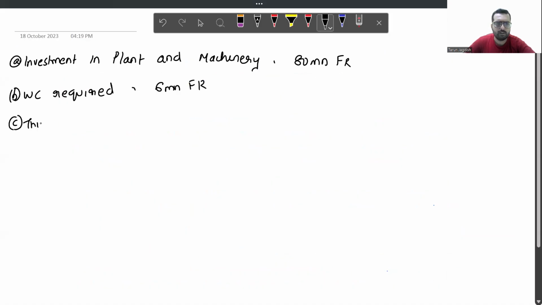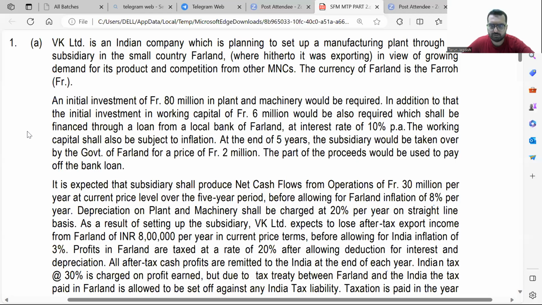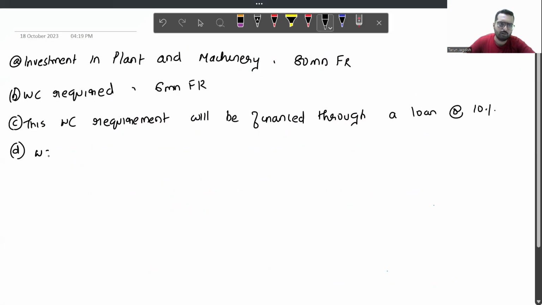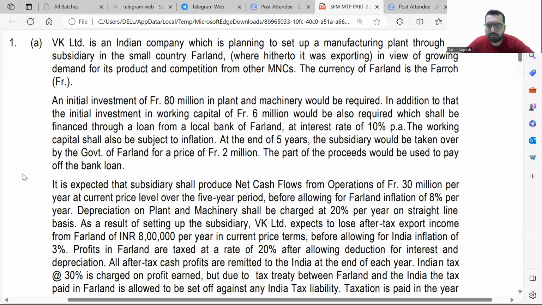This working capital requirement will be financed through a loan at the rate of how much percentage? At the rate of 10 percentage. Okay. The working capital shall also be subject to inflation. All right. Point number E.